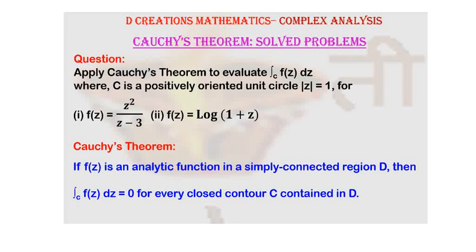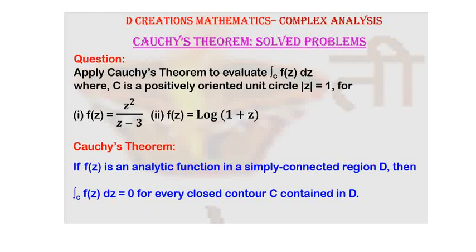So the question is that you have to apply this Cauchy's theorem to evaluate a certain integral defined over a closed contour C, and the functions have also been defined and C has also been defined. So C is a positively oriented unit circle. That means mod of Z is going to be 1. And the first function is Z square upon Z minus 3 and the next function is log of 1 plus Z. So what is Cauchy's theorem?